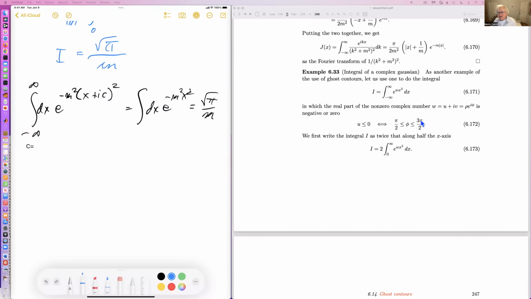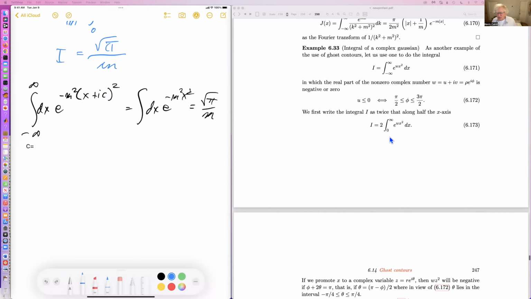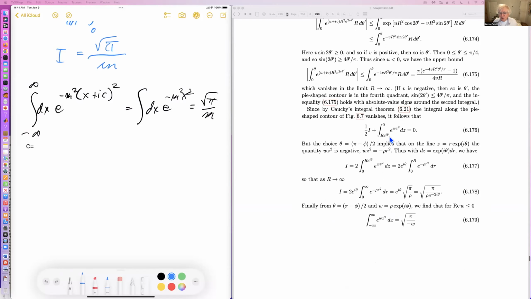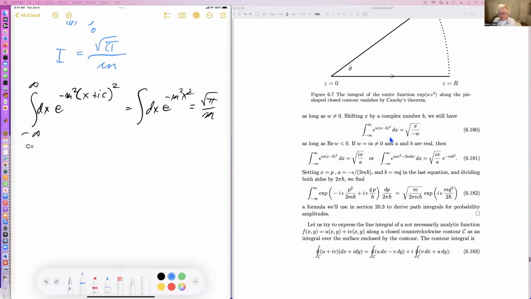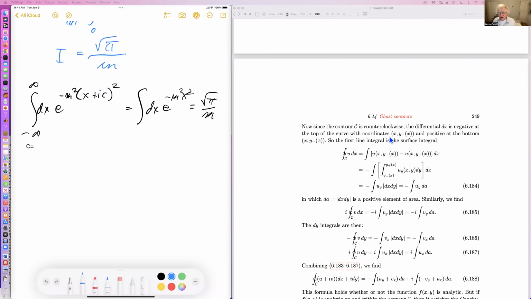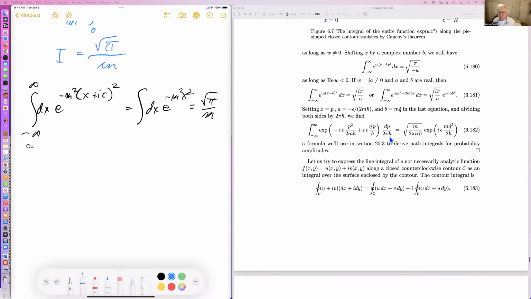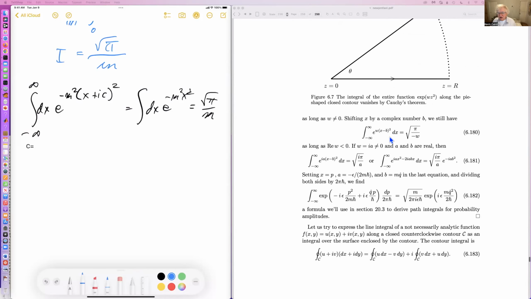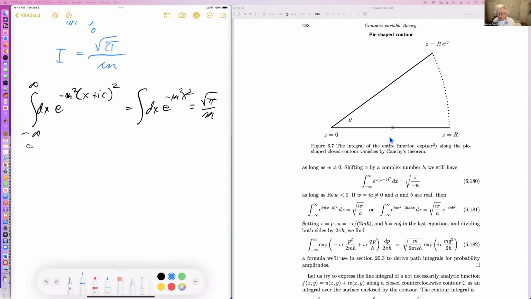The integral of a complex Gaussian, I think I'm going to skip this because this is a rather detailed example. Maybe I should just give you the answer. So let me give you the answer.